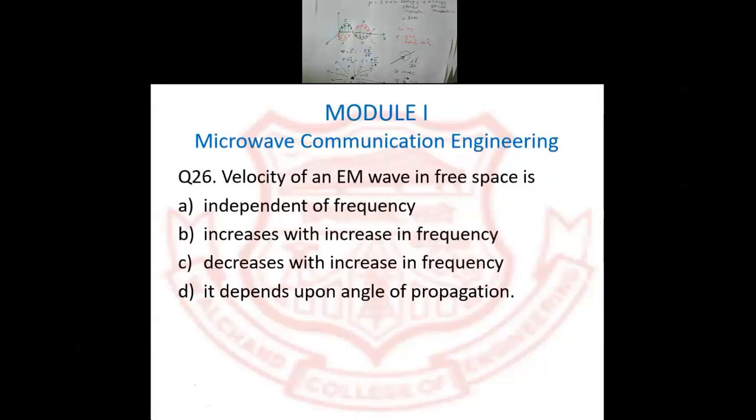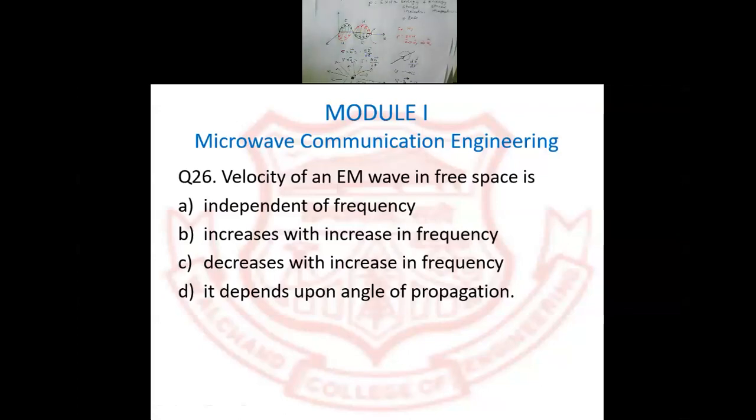Okay, electromagnetic. Next one. The velocity of an electromagnetic wave in a free space is independent of frequency, increases with increase in frequency, decreases with increase in frequency, or depends upon the angle of propagation. Someone says that it depends upon the angle of propagation.